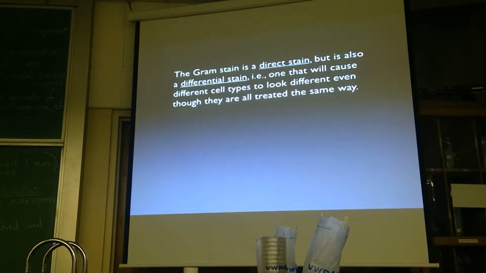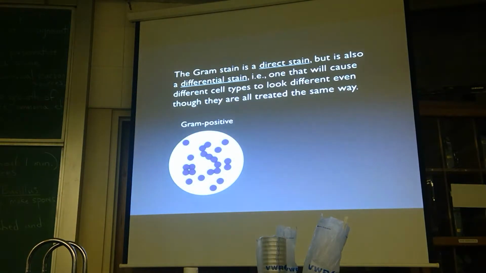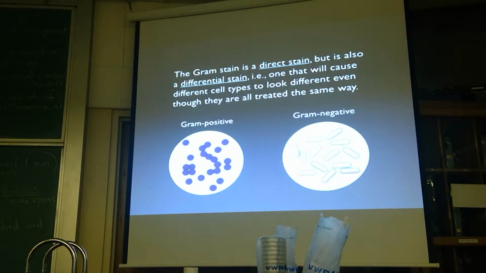layer. So it's differential. We're going to treat all the cells with all four reagents. Some of them are going to come out pink, and some of them are going to come out purple. And the reason they come out looking different is because they are different. So it is a differential stain. Gram-positive bacteria are dark and purple. Gram-negative bacteria are light and pink.